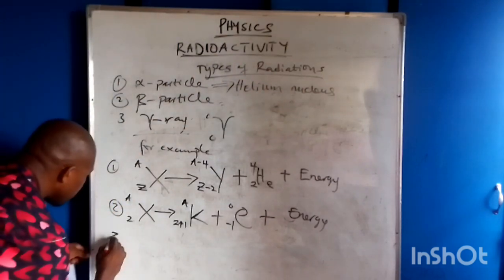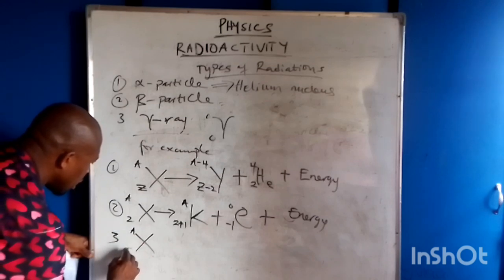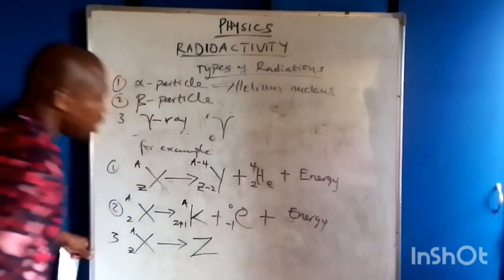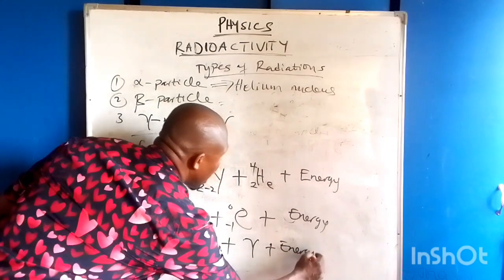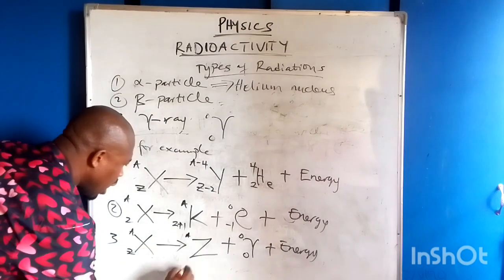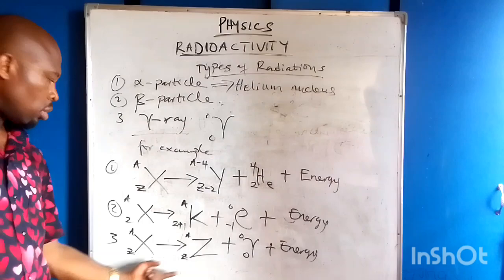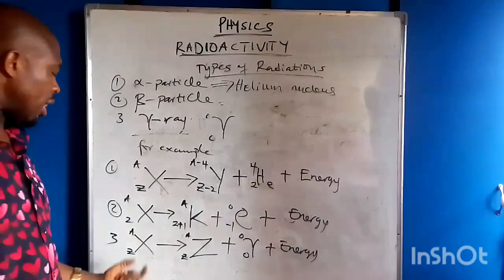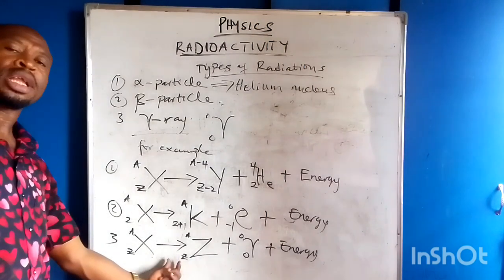So in other words, number 3, assuming we have an element X, with mass number A and atomic number Z. If it emits gamma radiation, we have the new element Z plus the gamma radiation plus the energy. With these three things, here is 0, here is 0. That means this one will still maintain its A, and this one will still maintain its Z. So of course, if you look at these two, they have the same mass number and the same proton number. Sorry, they are not isotopes; please, we'll look at isotopes later. They are isobars. They are two different things.